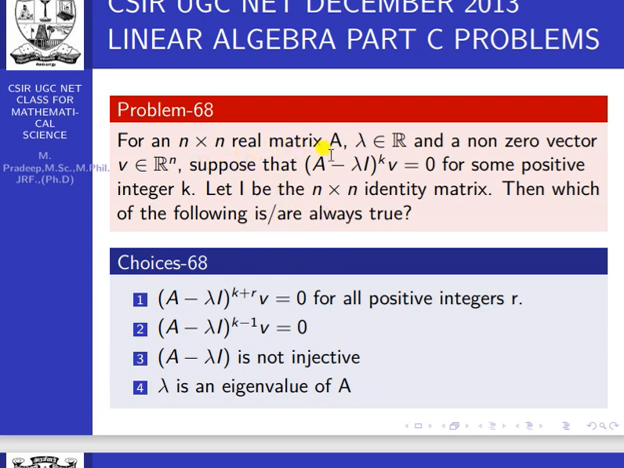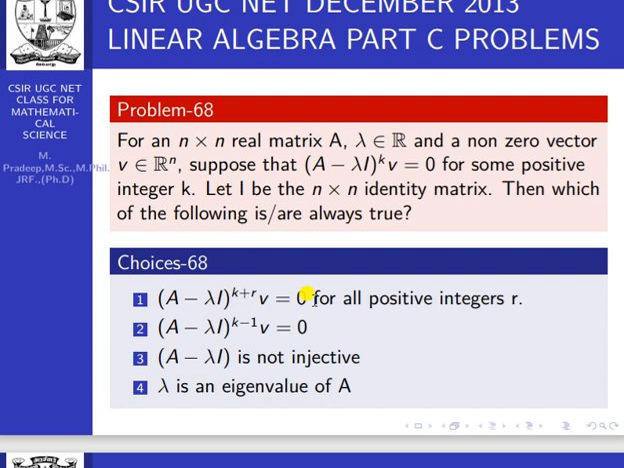For an n by n real matrix A, lambda is any real number, and a non-zero vector v in R^n satisfies (A minus lambda I)^k v equals 0 for some positive integer k. I is the n by n identity matrix. Then is (A minus lambda I)^(k plus r) v equal to 0?